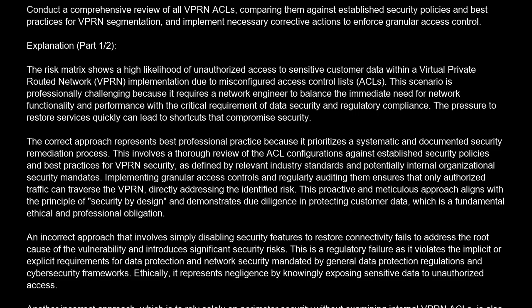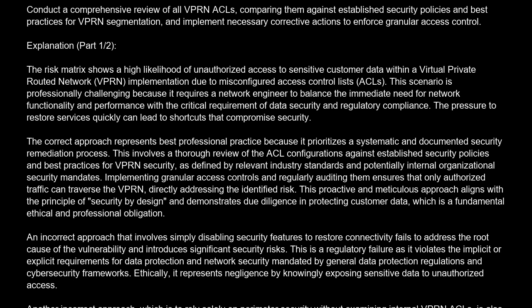Correct answer is D. Conduct a comprehensive review of all VPRN ACLs, comparing them against established security policies and best practices for VPRN segmentation, and implement necessary corrective actions to enforce granular access control. Explanation. The risk matrix shows a high likelihood of unauthorized access to sensitive customer data within a VPRN implementation due to misconfigured ACLs.